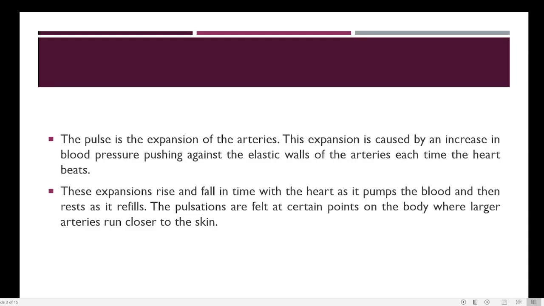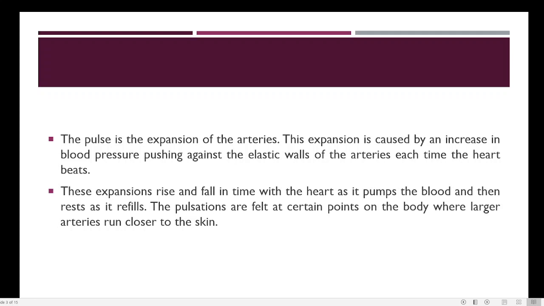It is actually an expansion caused by an increase in the blood pressure, because when the heart is contracting, it releases a certain quantity of blood into your artery, and that causes a bulging effect on your artery. This bulging can be felt by placing a small finger. For example, if you place your finger here, you will feel a pressure on your finger. That pressure is what we normally call a pulse.